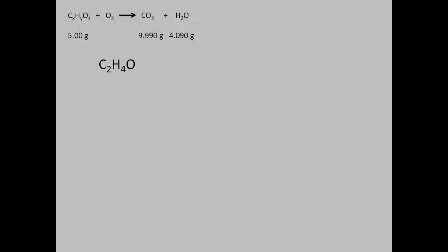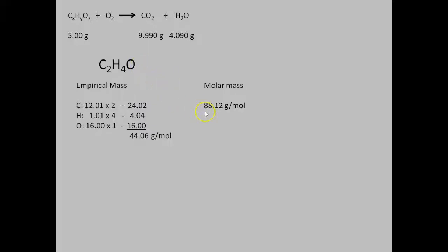Now we have determined our empirical formula, but not our molecular formula. To get that, we first need to get our empirical mass, or the mass of 1 mole of this. So I'm just going to do the quick calculation. Again, molar mass of carbon times 2, molar mass of hydrogen times 4, molar mass of oxygen times 1. I'm going to add them all up. Therefore, this has an empirical mass of 44.06 grams per mole. I know my molar mass; it was given at the beginning.